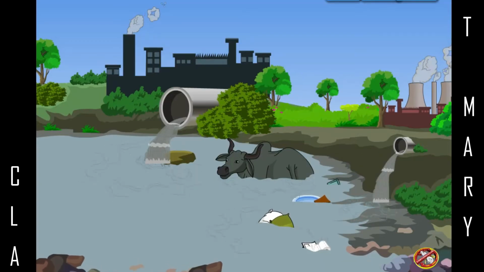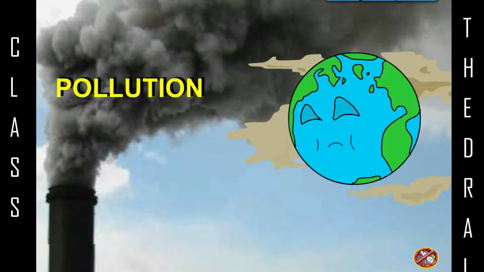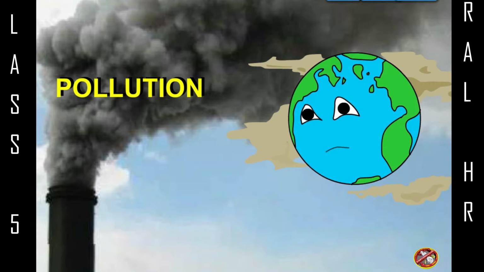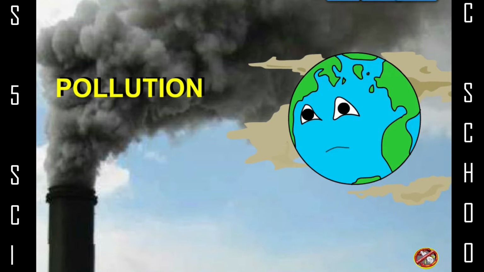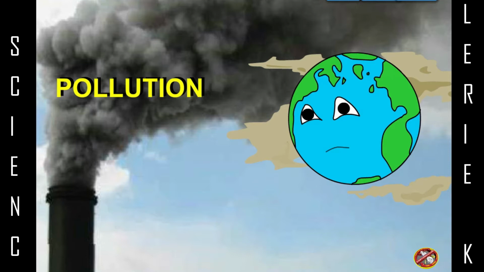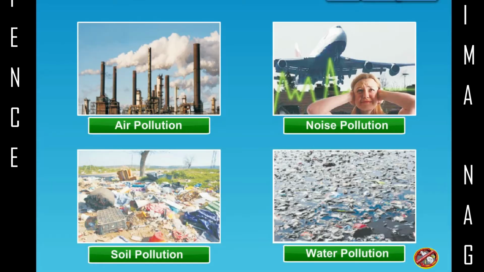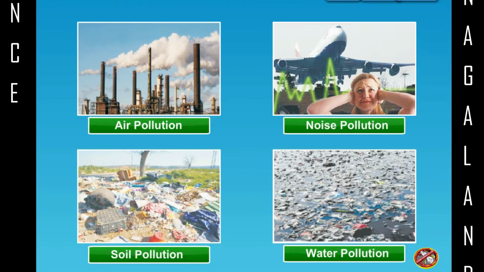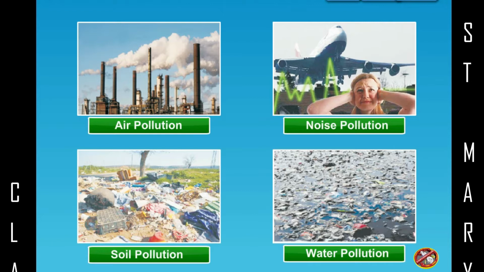We, the human beings, are altering the environment to suit our needs. Human activities are damaging the environment. Pollution. The harmful changes made in the environment due to various human activities are called pollution. The harmful toxic substances that cause pollution are known as pollutants. There are mainly 4 types of pollution: air pollution, water pollution, soil pollution, and noise pollution.